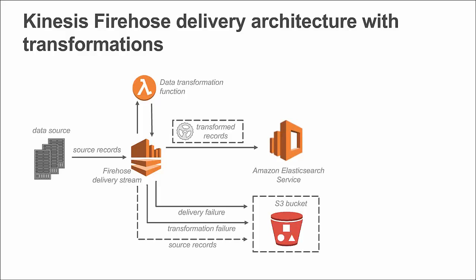You can also, at the same time, send failed records to an S3 bucket. So either for the Lambda invocations when they fail, or for delivery failures where Firehose is unable to reach the Elasticsearch service for any reason, you're able to direct all of those failed records into an S3 bucket to come back later and pick them up again and send them off.